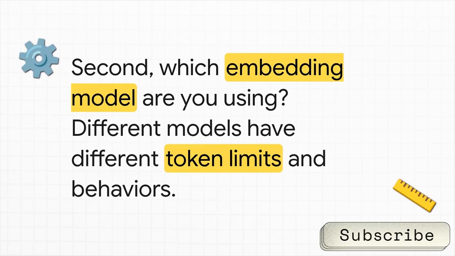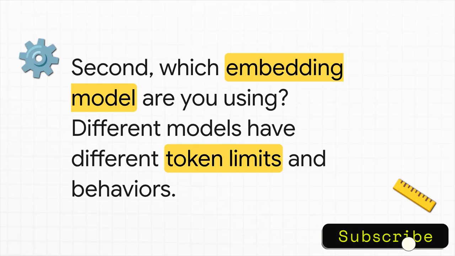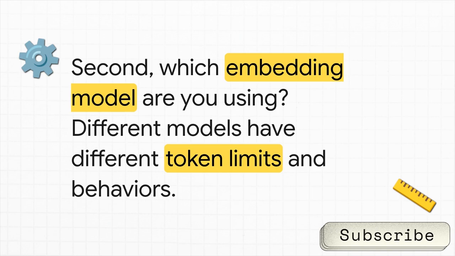Second, which embedding model are you using? Because different models have different token limits, right? And they might even tokenize text in their own unique ways. You have to align your chunking strategy with the specific capabilities and behaviors of the model you've chosen.